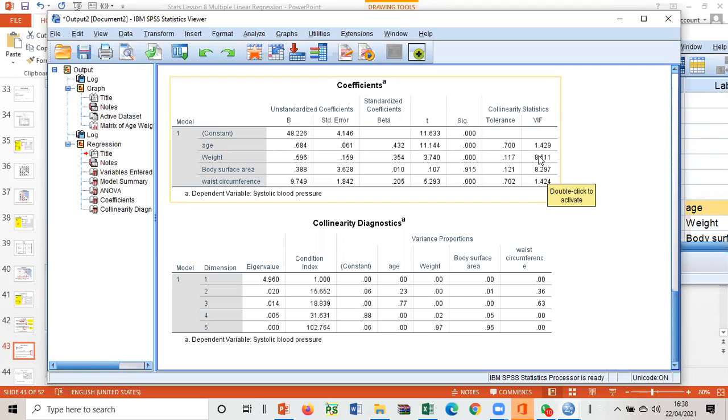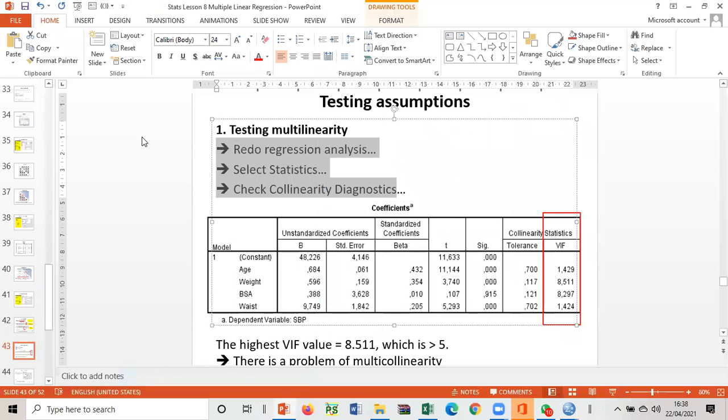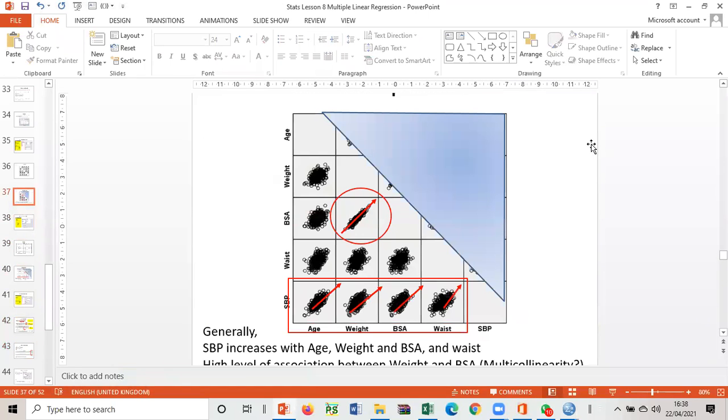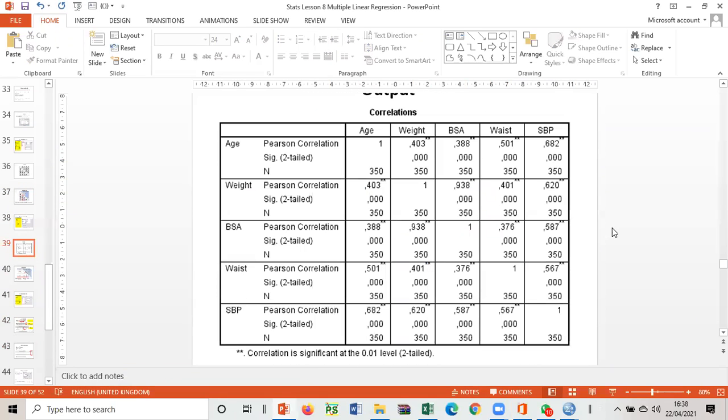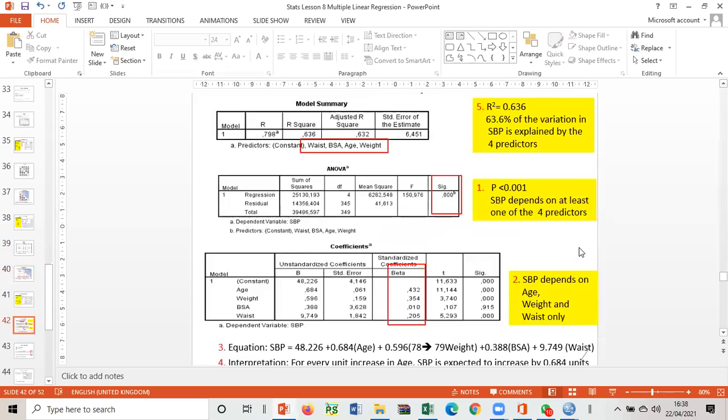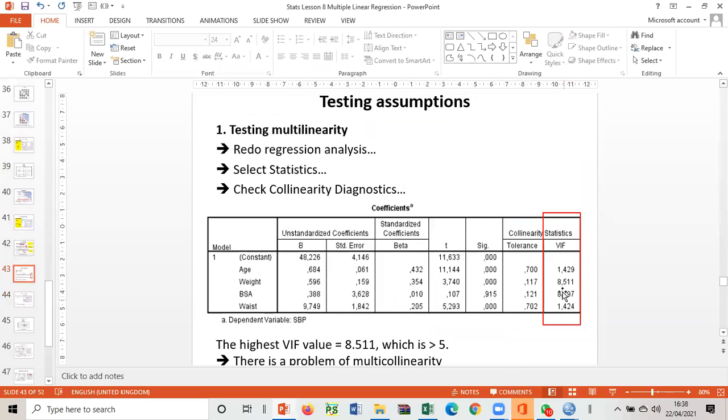But here we know there is some problem from the beginning. From the scatter plot, we foresee this. From the scatter plot, we saw there could be a problem. Correlation we saw is very high. And now it shows you, look here, there is a problem.